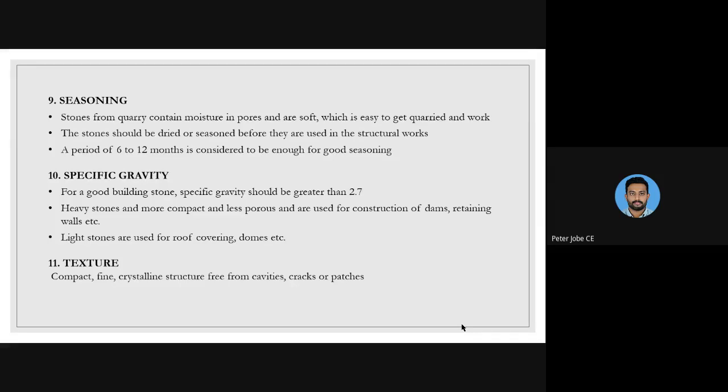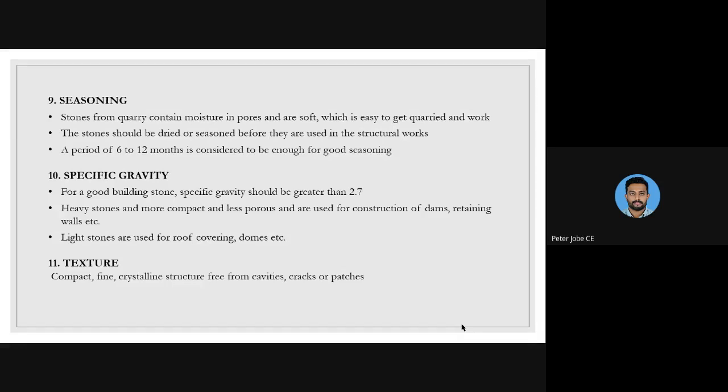So for the stones which we intend to use for construction activities, the specific gravity should not be less than 2.7. What happens is, if the specific gravity is less than 2.7, then we need to assume that it is porous, which means there are some holes or cavities inside this stone, and hence it cannot be used for main construction activities, like construction of dams, retaining walls, etc.